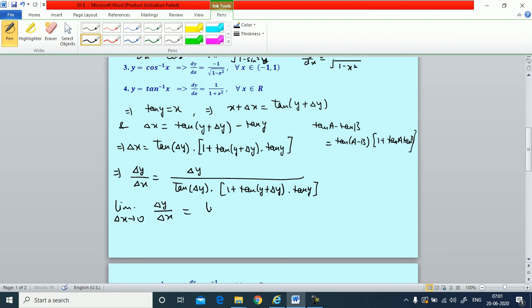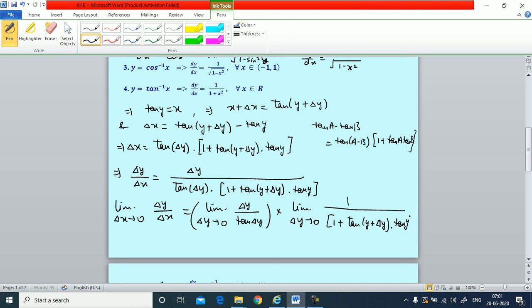And on the right side, using the limit delta y tending to 0, I will rearrange these terms. We can write delta y over tan delta y, and the other term can be written separately. Limit delta y tending to 0, 1 over 1 plus tan of y plus delta y into tan y. Now substitute the value. See, this reduces to dy over dx. Okay, and we know limit x tending to 0, tan x over x is 1. So this will reduce to 1.